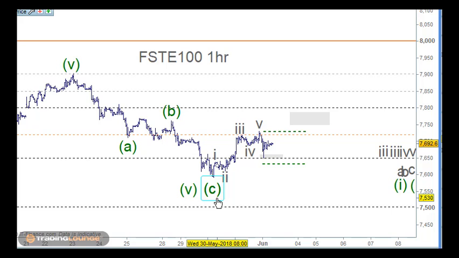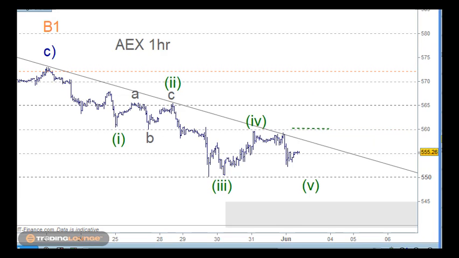But whatever happens on Friday is likely to follow through on the Monday. So if we do make new highs, you know, above the previous little rally here, then we can move in on that side of it there. The AEX and the DAX are also in tricky situations as well.